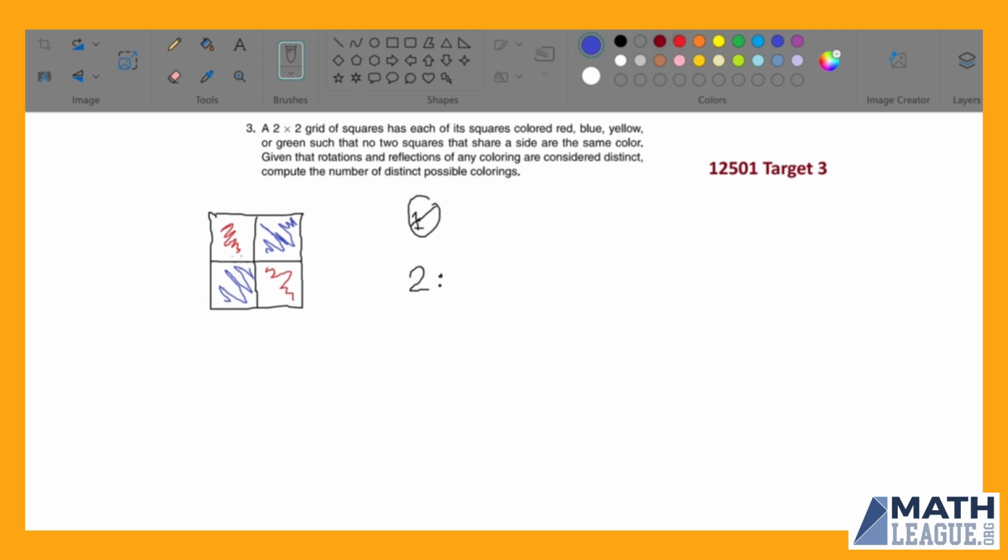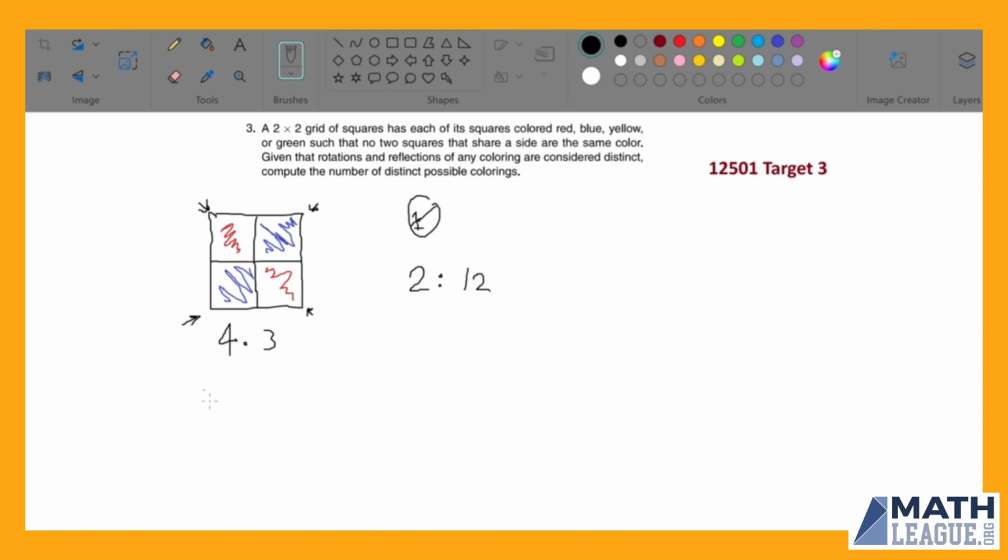There's 2 ways to do this because reflections count, and there are 4 ways to pick the color for this left diagonal that starts in the upper left corner and ends in the lower right corner. That's 4 ways. And then there are 3 choices for the color that's part of the right diagonal, which starts in the upper right corner and ends in the lower left corner, for a total of 12 different ways to color the grid in this case.